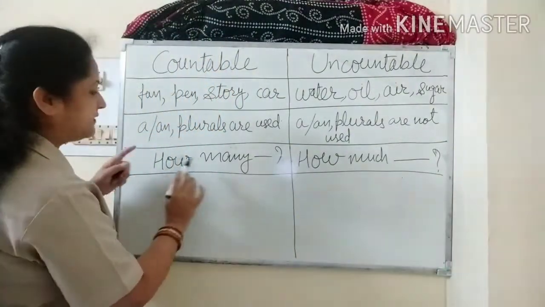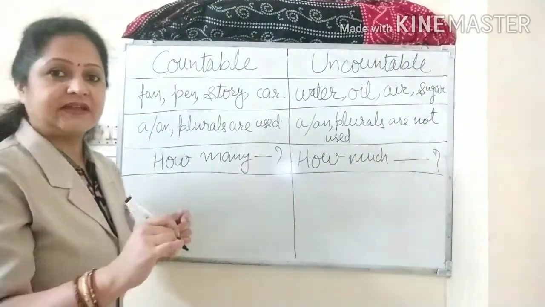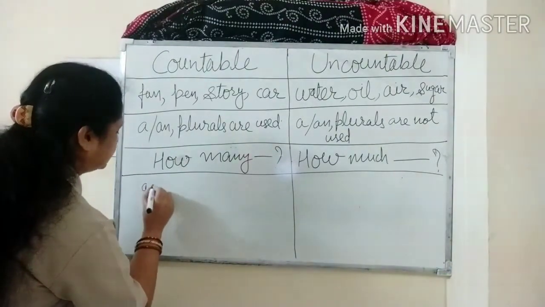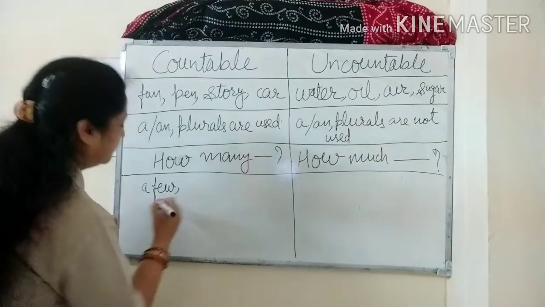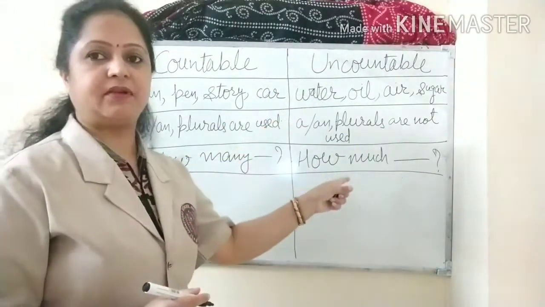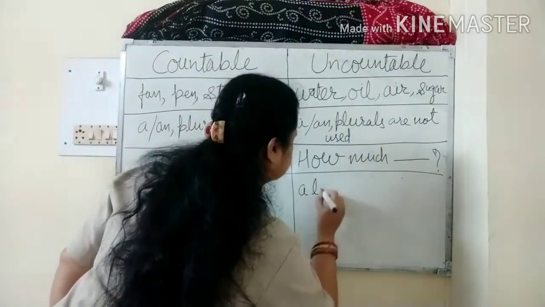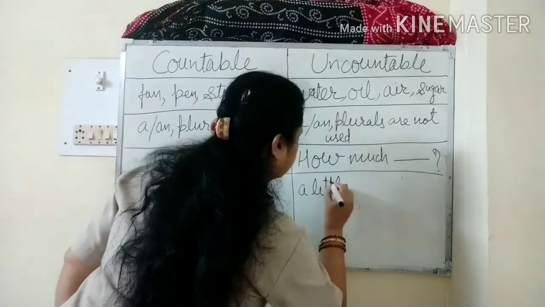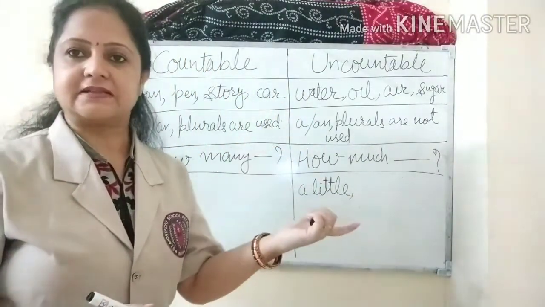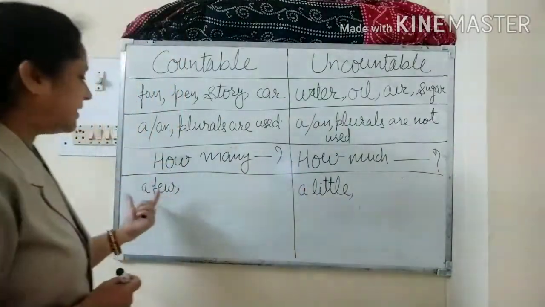So if I have to answer how many and I don't know the exact number, in that case I will say a few. That means I am having a few pens. And in case of uncountable noun, I will say a little. That means there is a little water in the glass. So here we say a little and here we say a few.